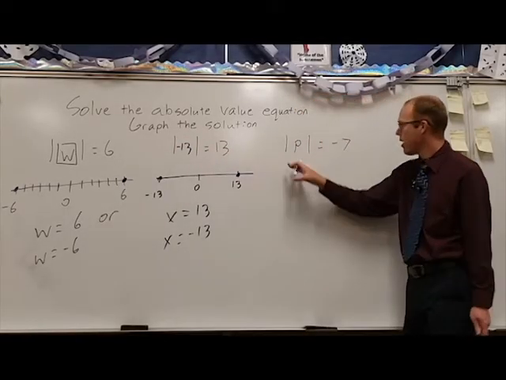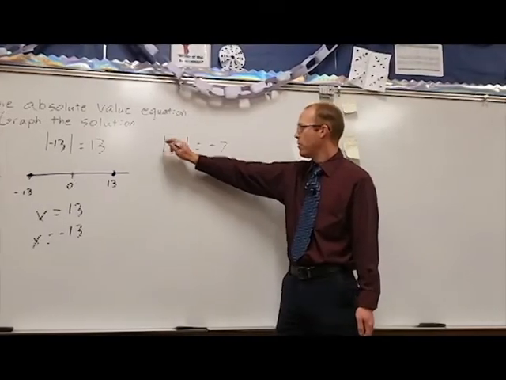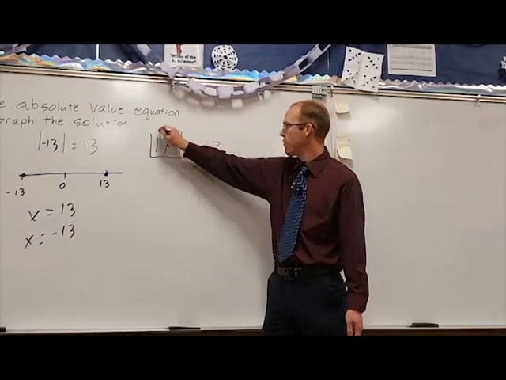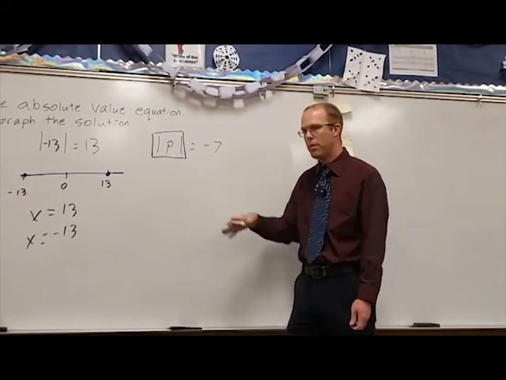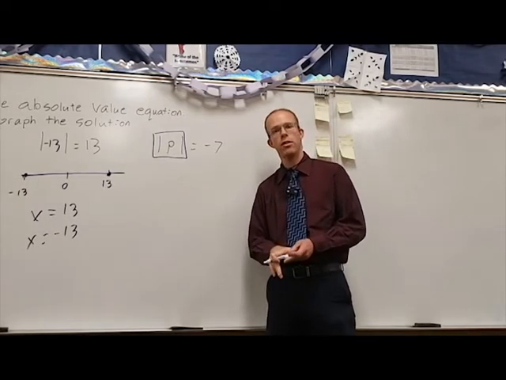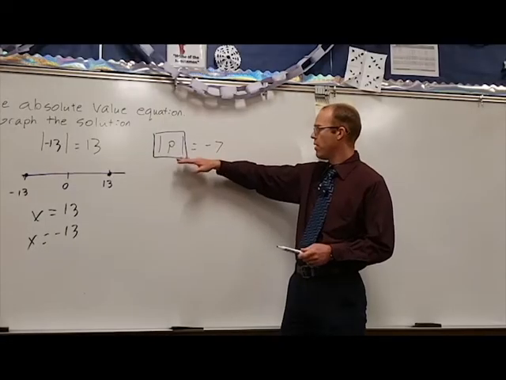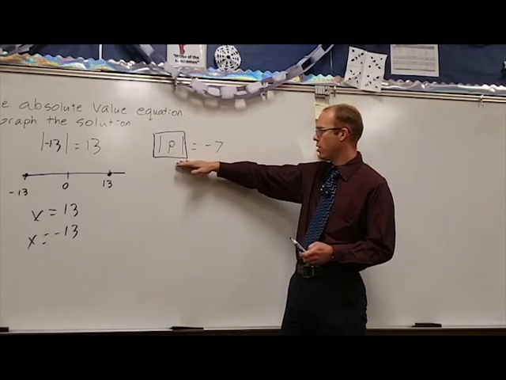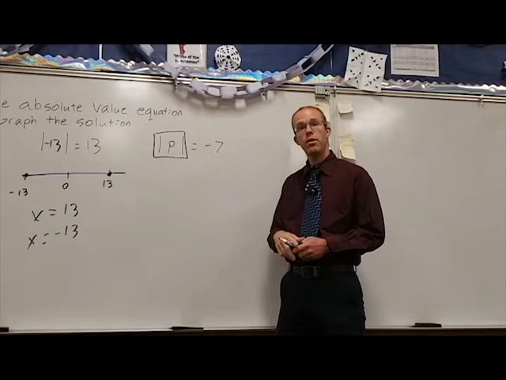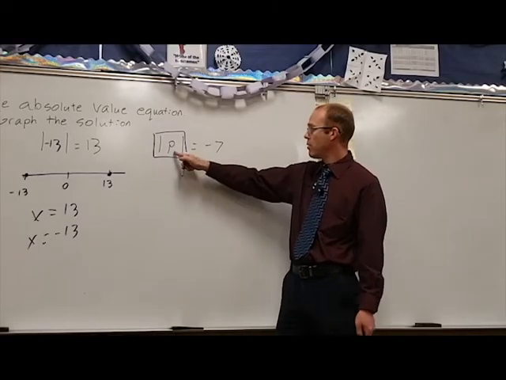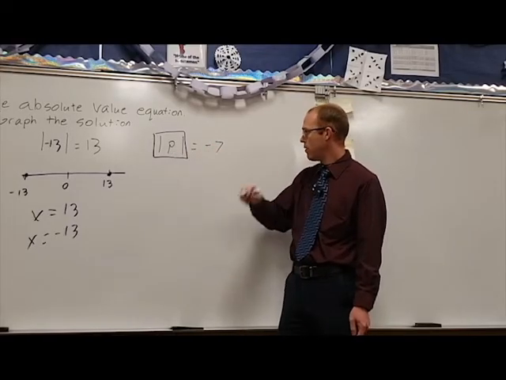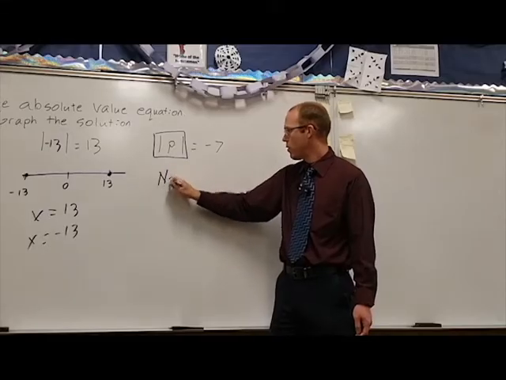Let's take a look at this last one. Now this asks us to find a number where the distance from 0 is negative 7. And as we talked earlier, distance is always measured in positive numbers. So for this one, there is no solution. That's one thing we have to be careful of with absolute values. Absolute values cannot end up being a negative number. So we have no solution.